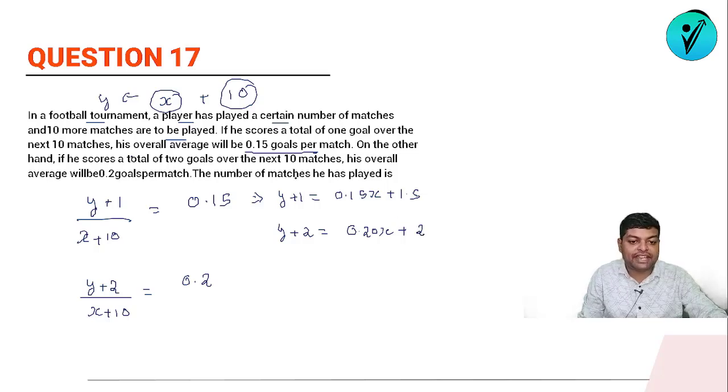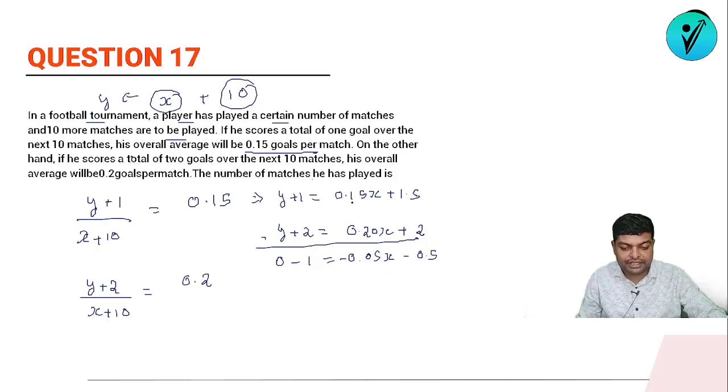Now what we have to get? We have to get the number of matches he has played, means we have to get the value of x. So let's eliminate y. So if you eliminate y, let's subtract this equation. So जब आप ये subtract करोगे, so y minus y will be 0, 1 minus 2 will be minus 1, okay. Then we'll have 1.5 minus 2, and this is x, so it will be minus 0.05x. ये 0.15 है, so 0.05 हो जाएगा.